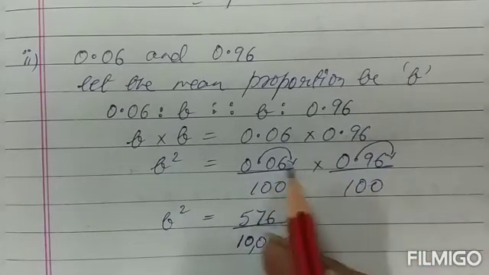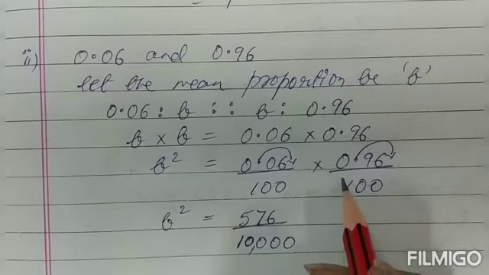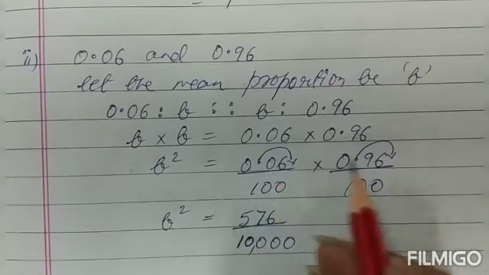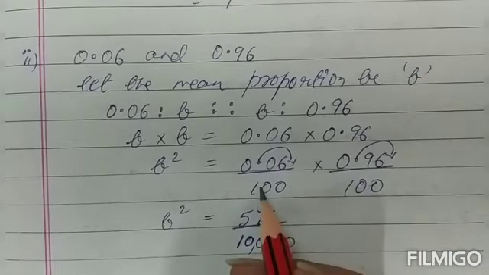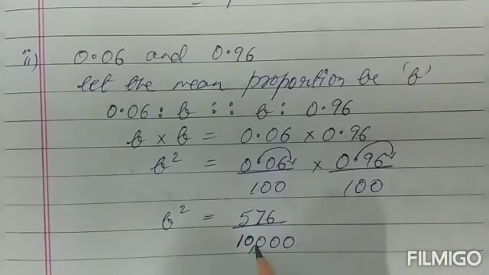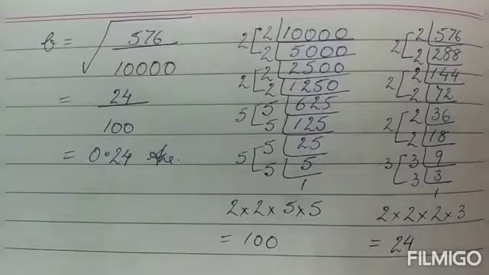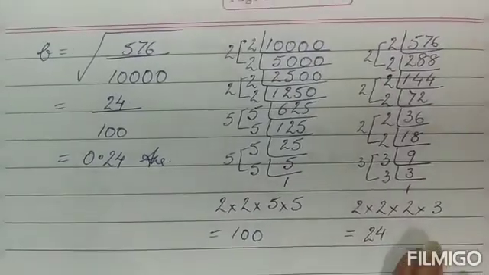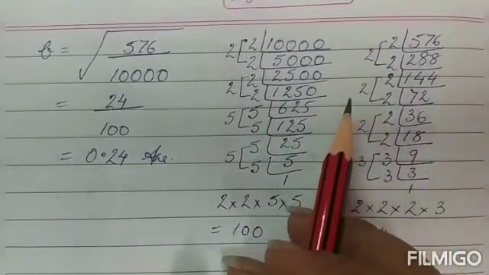So now my numbers were 6 into 96 upon 100 into 100. So when you multiply 6 and 96, the answer is 576, upon 100 into 100 is 10,000. So B square is equal to this big number. Now how are we going to solve it? Let's see further. Are you scared how we are going to solve this and what is all this big thing, children? Don't be scared. It is not difficult.